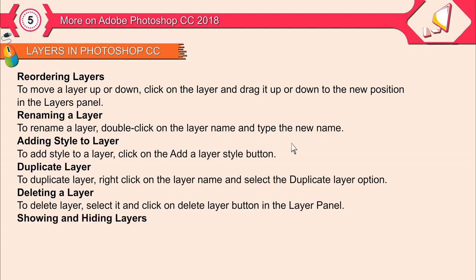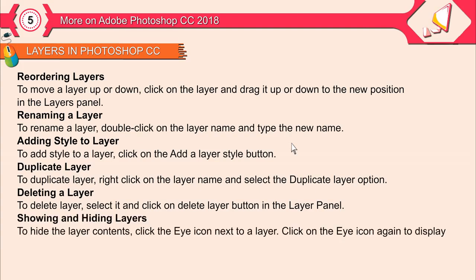Showing and hiding layers. To hide the layer contents, click the eye icon next to a layer. Click on the eye icon again to display the contents of the layer again.